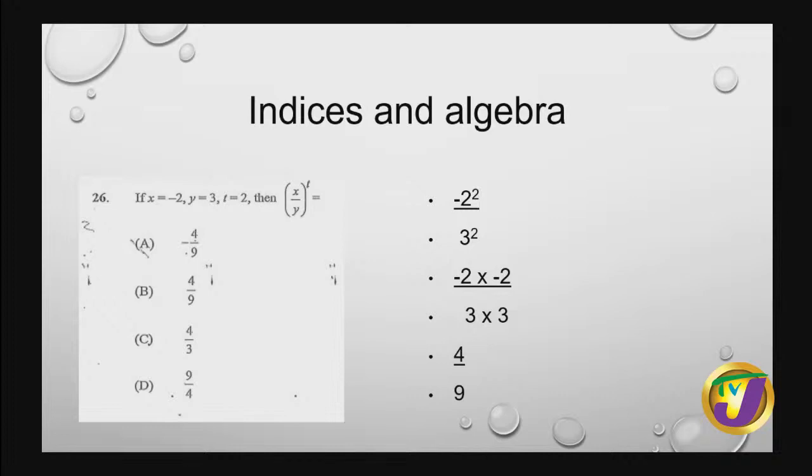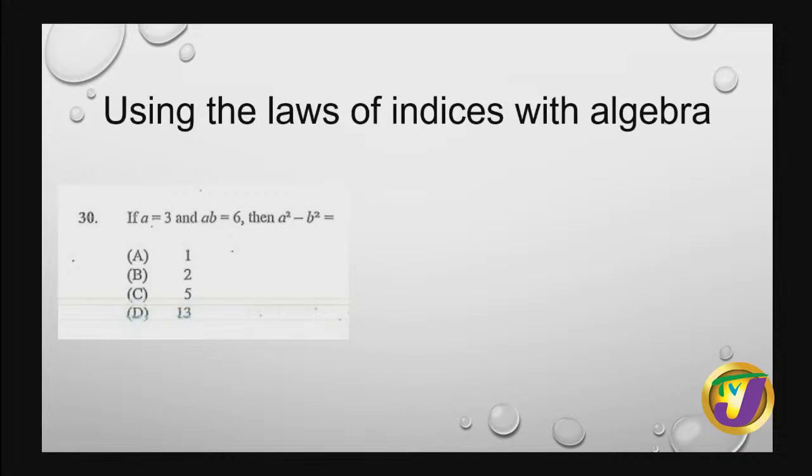All right, so another question here. If a is 3 and ab equals 6, then a squared subtract b squared equals. All right, so what are we asked to do here again? We're asked to use the laws of indices to help us work this problem out. We're also being asked to substitute and give us a value for the expression a squared subtract b squared. So we're going to do that together.